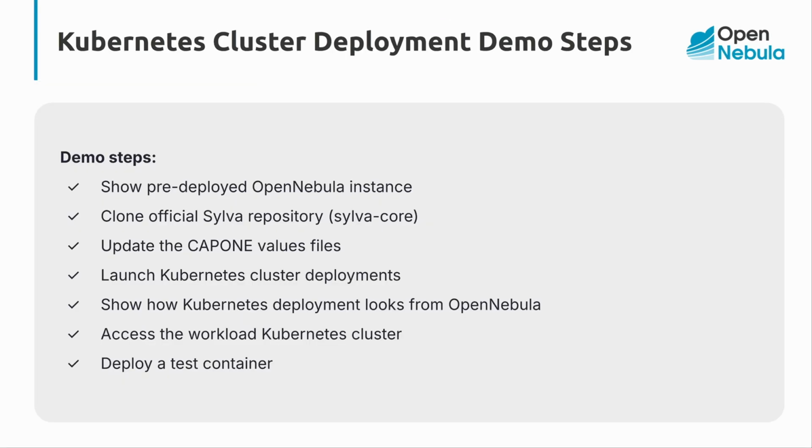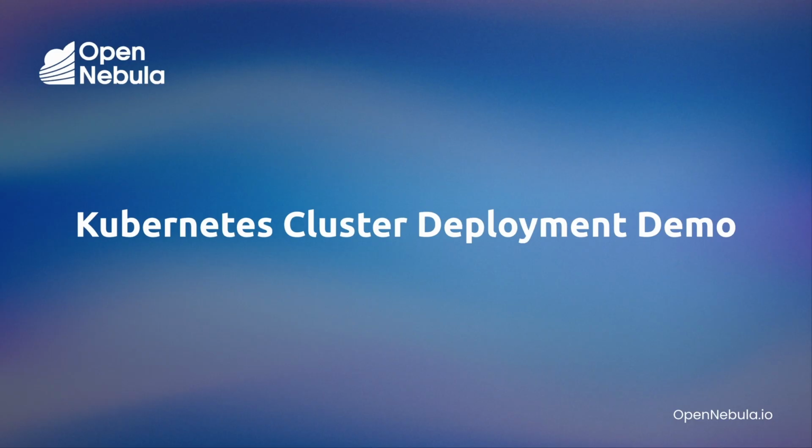Before we jump into the demo, let's quickly describe what we are going to do. First, we'll inspect the OpenNebula instance that we have prepared for this demo. Then, we will clone the official Sylva core repository and, following the official guide, configure the values file for the OpenNebula's cluster API provider. Next, we will launch the Kubernetes cluster deployments, starting with the management cluster and then the workload cluster. We'll monitor these deployments from the perspective of OpenNebula. Finally, we'll access the workload cluster and deploy a simple container and verify that everything works as expected.